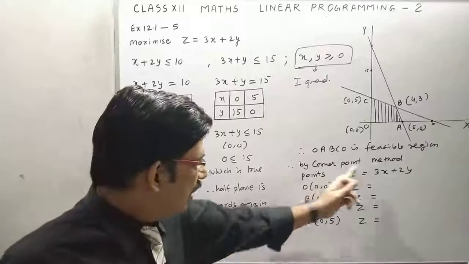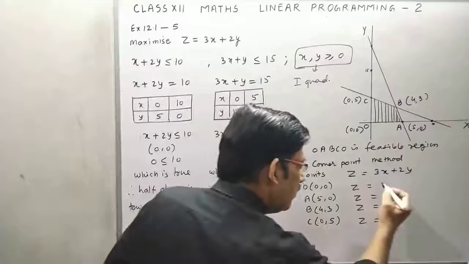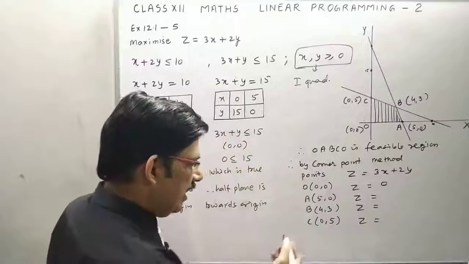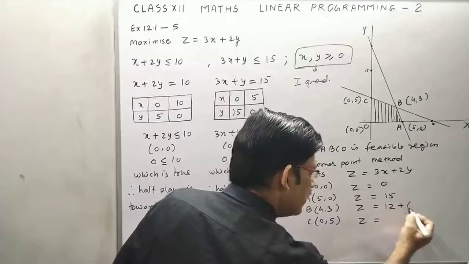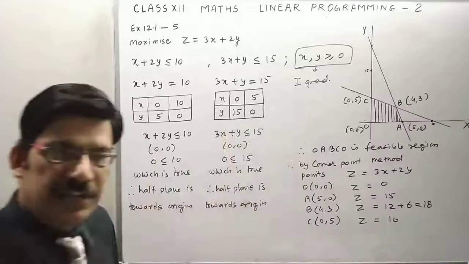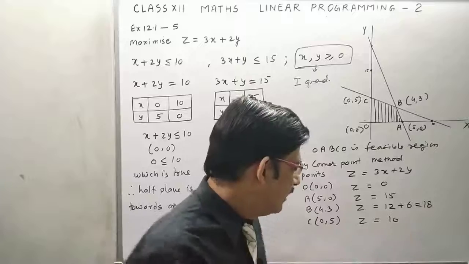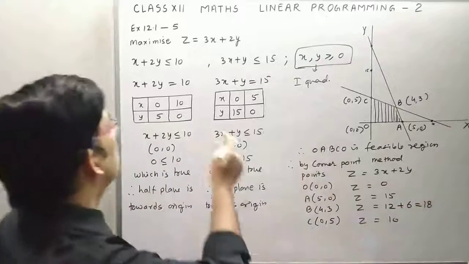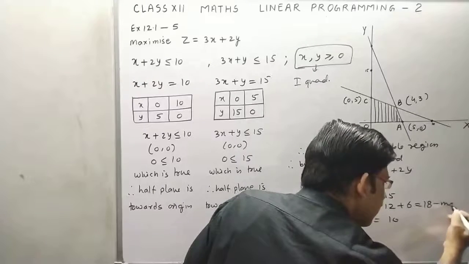Now, by the corner point method, we have 4 points, and at all the points we have to calculate Z. At A(5, 0), it is 5 times 3, which is 15. At B(4, 3), it is 3 times 4, which is 12, plus 6, which is 18. And at C it is 10. We have calculated Z = 0, 15, 18, and 10. Now, the question is for maximize, and you can see this is the maximum value of Z.